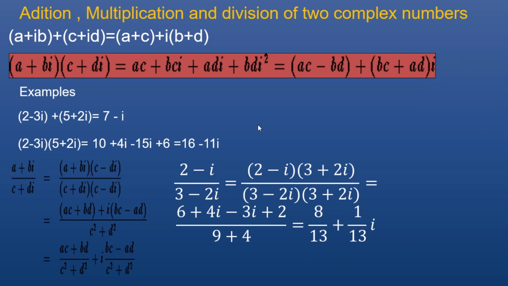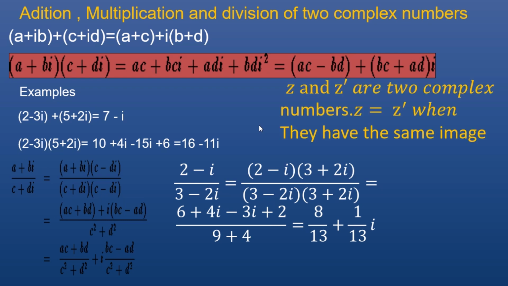Two complex numbers are equal when they have the same image. For example, a plus ib equals c plus id. The image of a plus ib is the point of coordinates (a, b), and the image of c plus id is the point of coordinates (c, d). They have the same image. It means a equals c and b equals d.